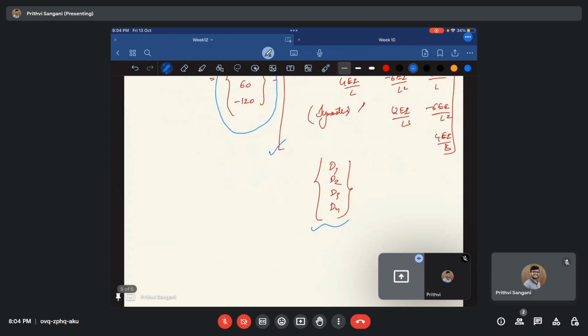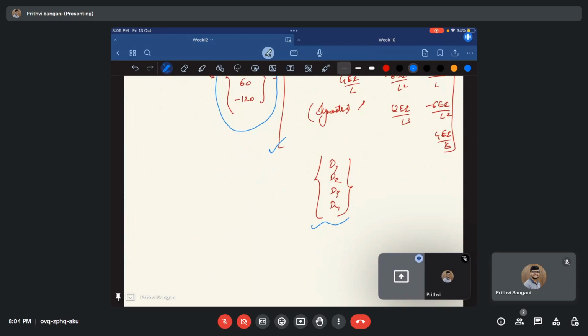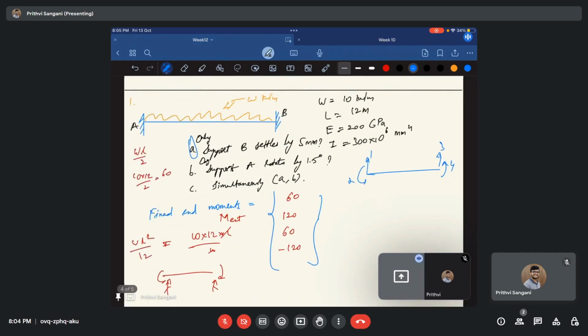So D1 is going to be 5. That's what I want to mean. But shall I take it as directly 5? We can't take it as 5 because it is minus 5. The reason is we need to be very careful about the sign convention. In our sign convention, the degrees of freedom upwards we are taking as positive, so downwards it will automatically be negative.